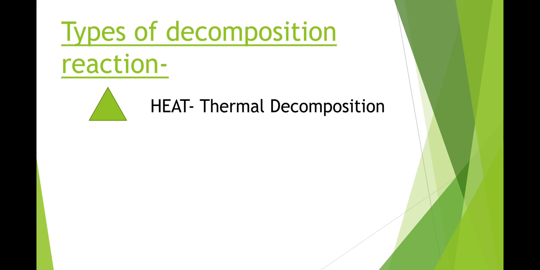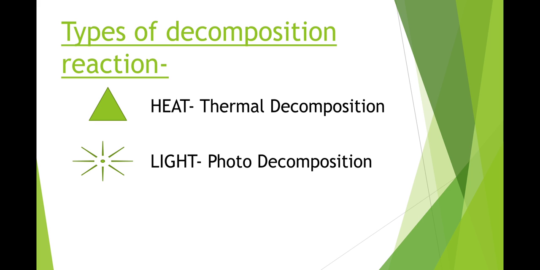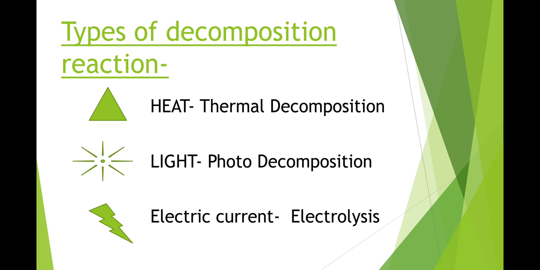If the reason for the decomposition is light, it will be a photo decomposition. If the reason is heat, it is thermal decomposition. If the reason is light, it is photo decomposition. And if decomposition is taking place with the help of electric current, then it is called electrolysis. The types of decomposition reaction are thermal decomposition, photo decomposition and electrolysis, or electrical decomposition, we can say.